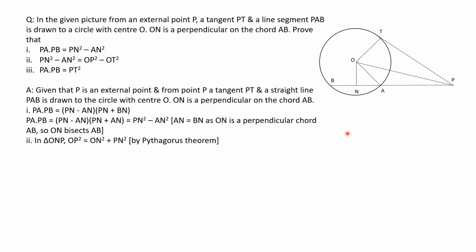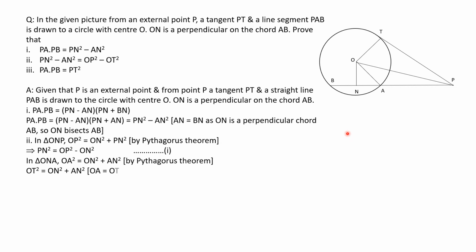Now come to the second bit. In triangle ONP, OP square equals ON square plus PN square by Pythagoras theorem, or PN square equals OP square minus ON square. Let this be the first equation. Now in triangle ONA, OA square equals ON square plus AN square by Pythagoras theorem, or OT square equals ON square plus AN square, because OA equals OT, as they are radii of the same circle. Let this be the second equation.